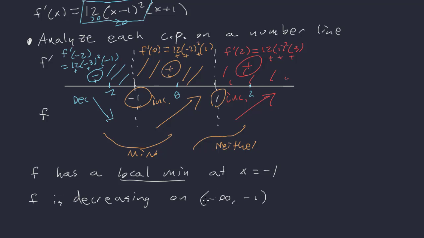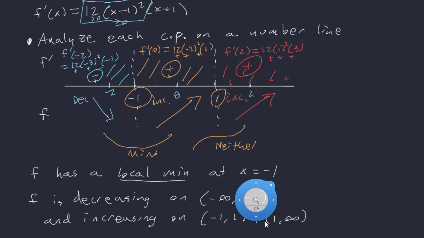It's decreasing on this interval, -∞ to -1, and increasing on -1 to 1 and 1 to infinity. Some people would join these together, but I would argue that since f prime is 0, it's not increasing or decreasing. It is stopped at that particular moment.